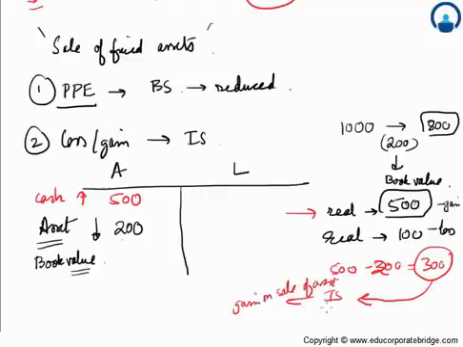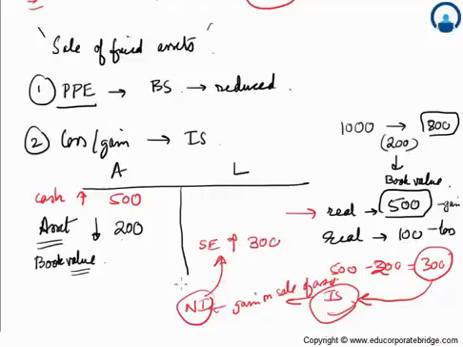This 300 flows through the income statement as gain on sale of asset. So this gain on sale of asset flows into the net income, and this net income is related to the shareholders' equity, and this shareholders' equity increases by 300. So the net effect on the asset side is an improvement of 300, and on the liability side your shareholders' equity increases by 300. Thereby your assets are matched to the liabilities.